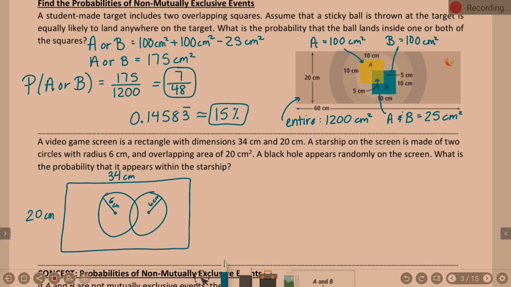And overlapping area of 20 square centimeters. Okay. Now, some information we should probably find before we proceed. What information do we need to find? Area of the circle.